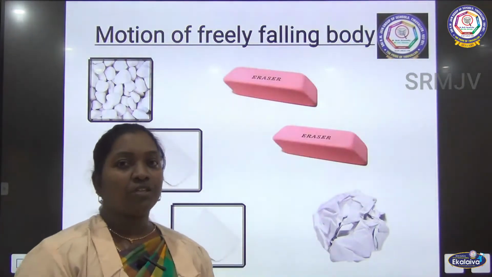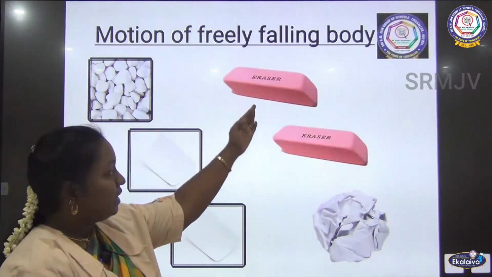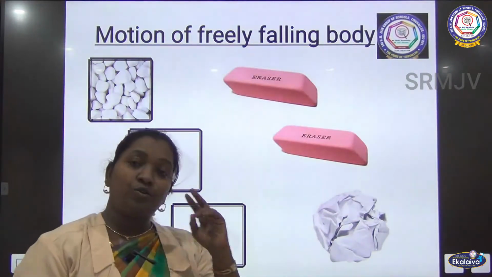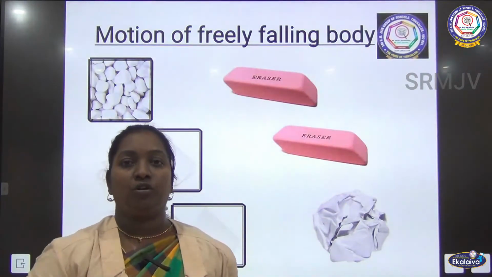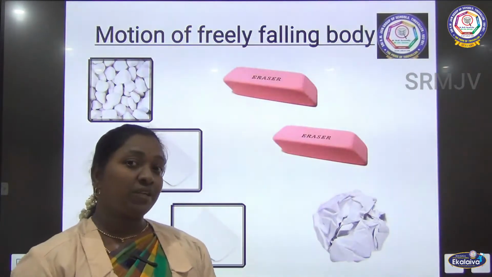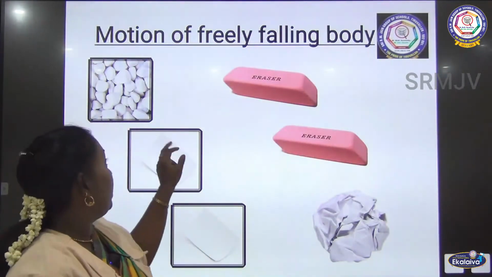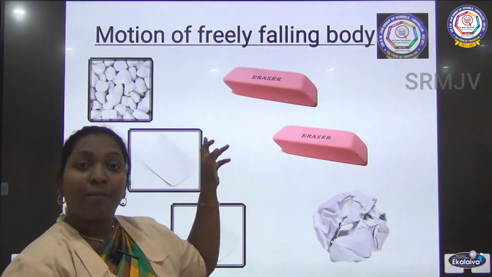To do these activities, we need a stone, an eraser and papers. There are two plain sheets of paper. Another paper we have to crumple into a ball. So, to do this activity, what are the things we need? We need a stone, an eraser, and papers.